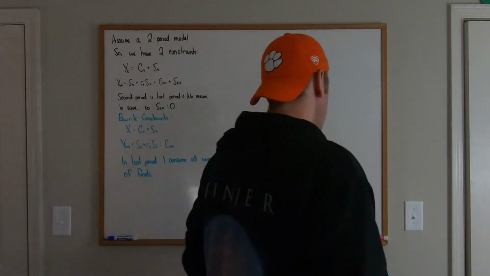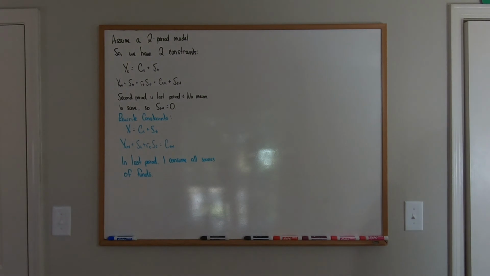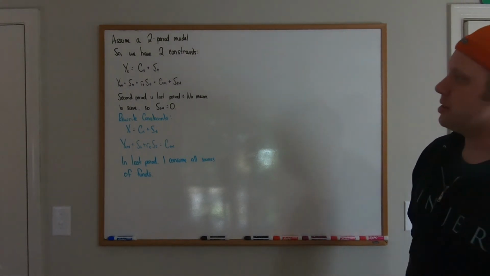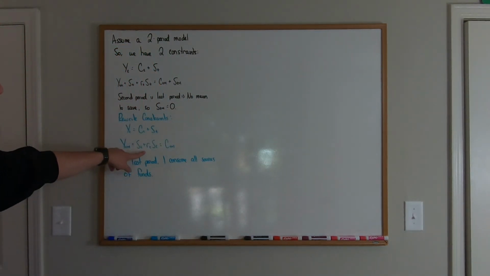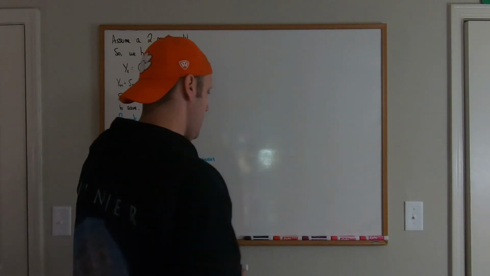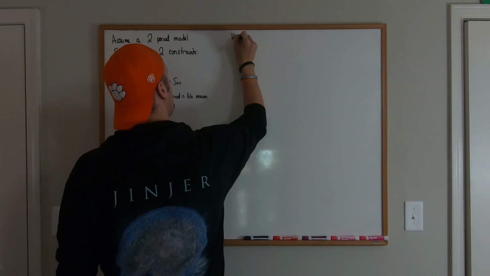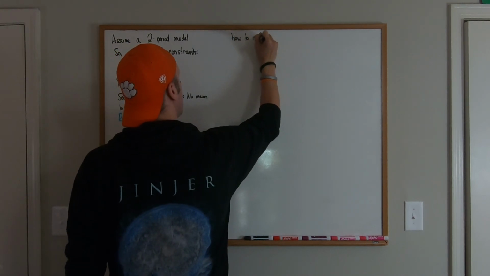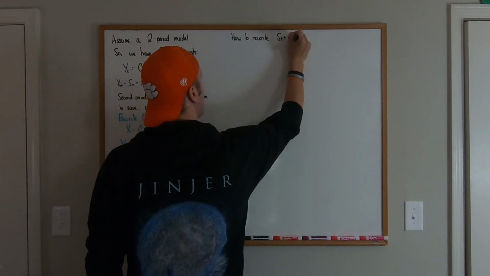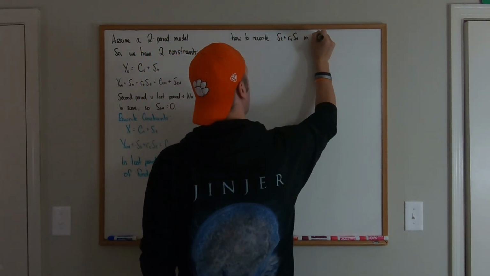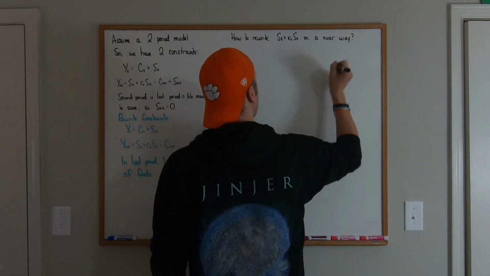But that would be the logic here. That would be explaining what's going on with that particular set of assumptions in the model. Now, the next thing that I wanted to do was show you a more compact way to write this. How do we write that in a nicer way?